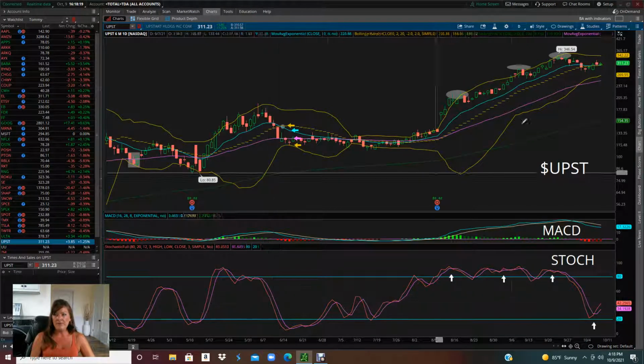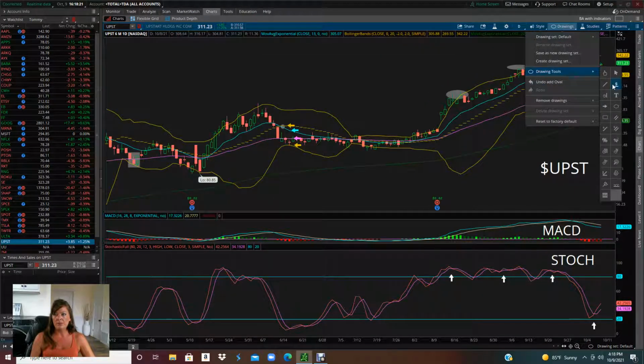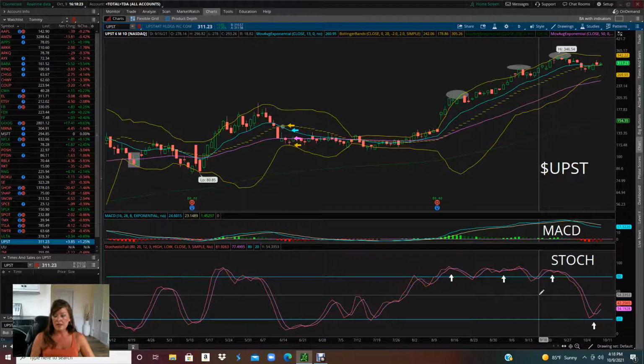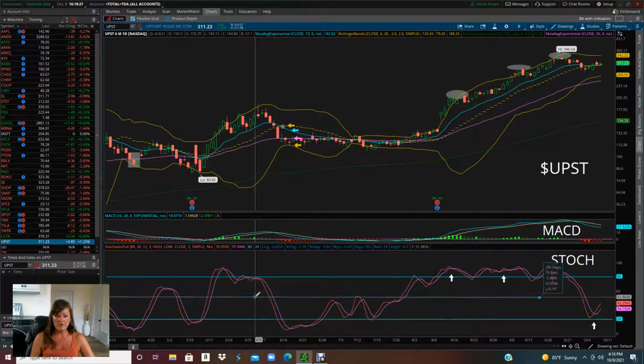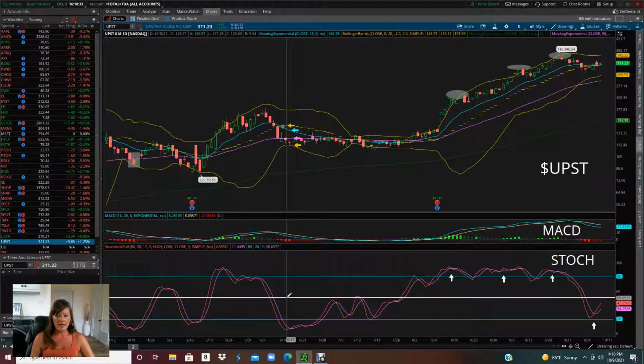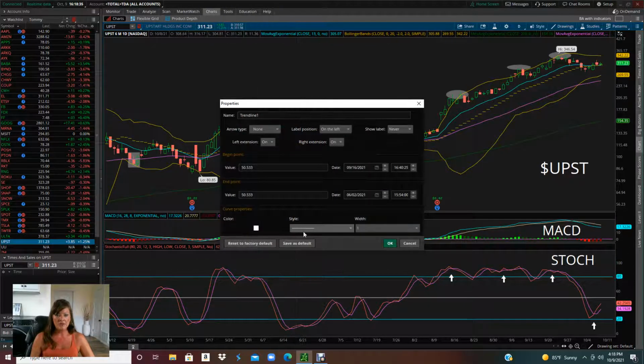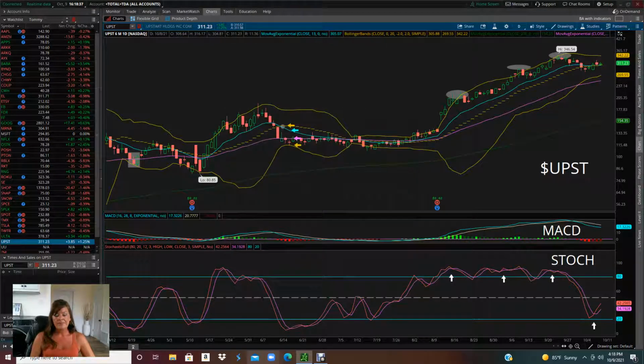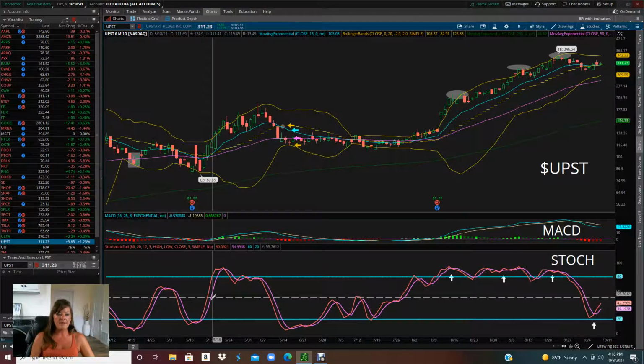And remember that invisible 50 line I was telling you about. You can always put that in. Let's see, about right there. There's an invisible 50 line. Let's see, extend to the right. I always make mine dashed. Because if it races and breaks that invisible 50 line, you know that's bullish.